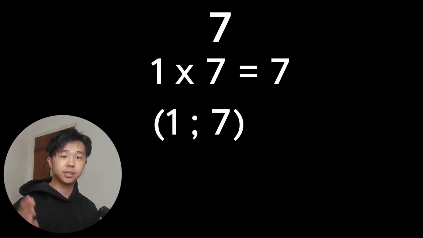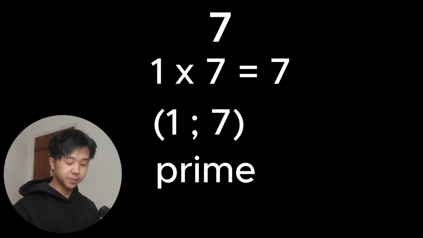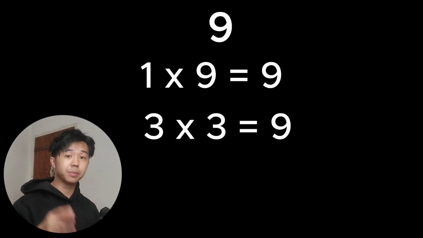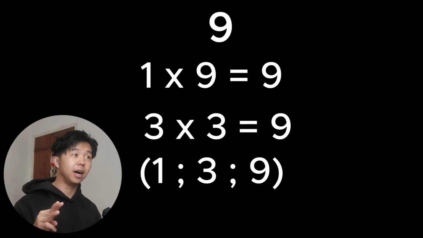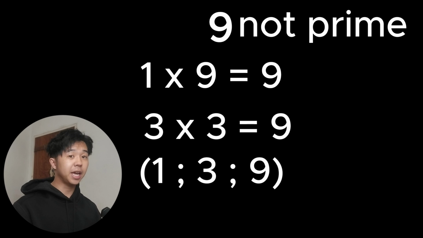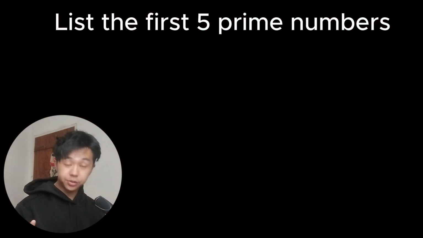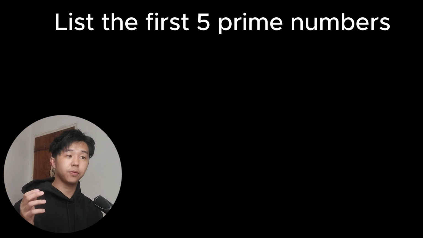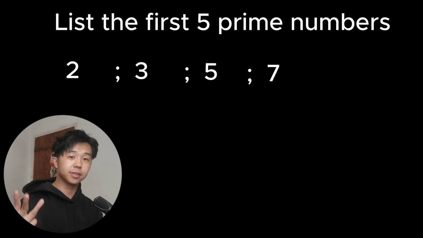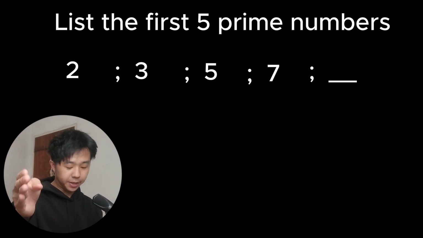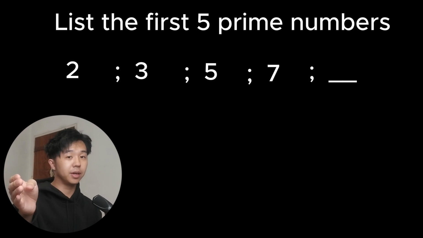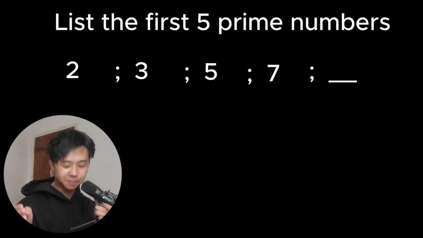Let's go for 7. The factors of 7: 1 times 7, 1 and 7. 7 is a prime number. 9, how do we get to 9? 1 times 9, also 3 times 3. So 9 has the factors of 1, 3, and 9. Therefore, it is not a prime number. As you can see, we just went over the first 4 prime numbers, being 2, 3, 5, and 7. I'm going to leave the 5th prime number. You find out the 5th prime number.